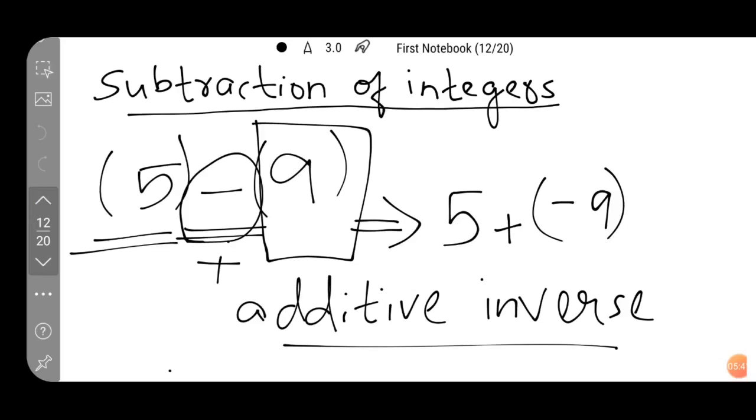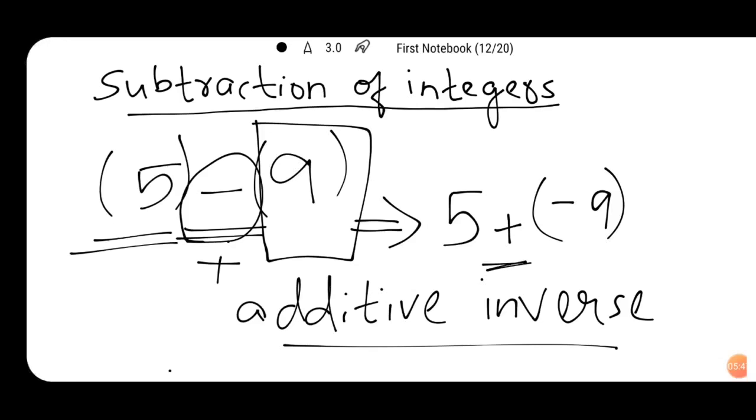So here it was 5 minus 9. We changed it to addition. 5 plus, we have taken the additive inverse of this second number. Here it is 9, positive 9. So the additive inverse is negative 9. So now it has become addition of integers.